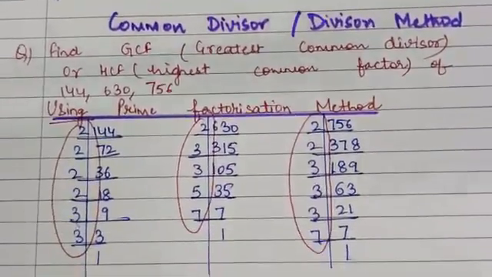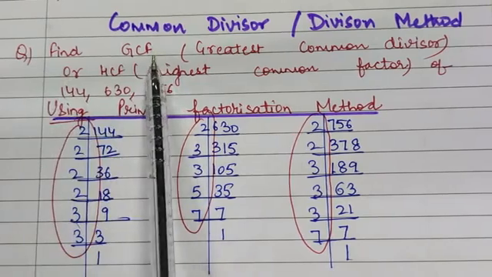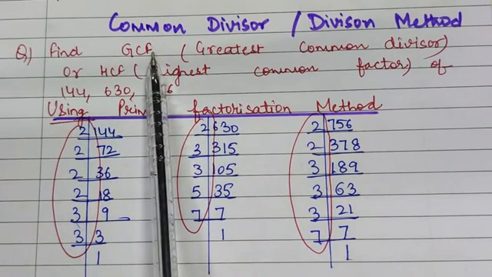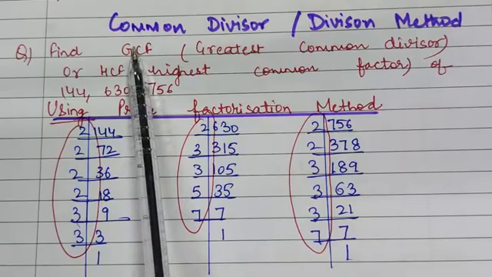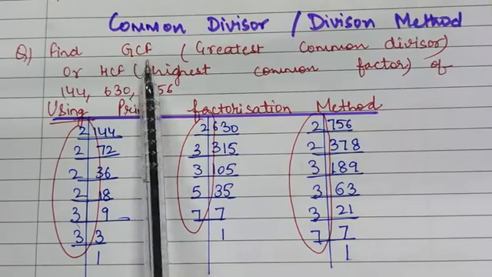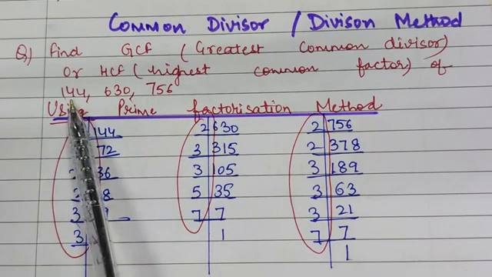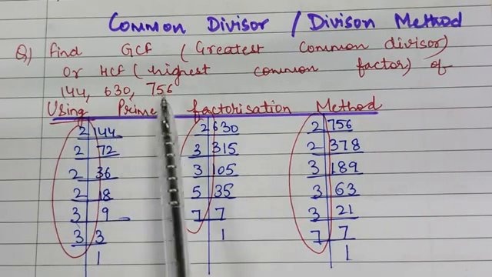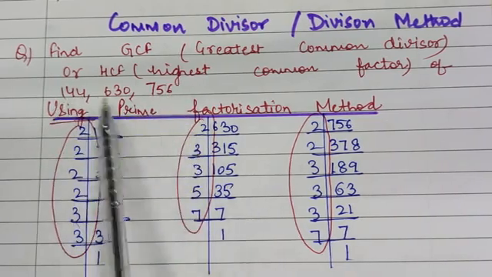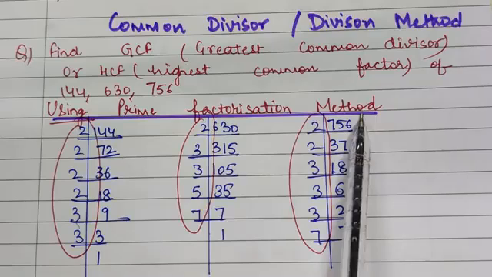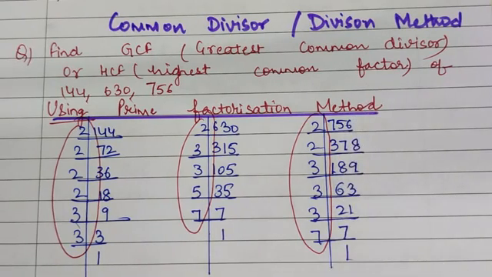So let us start. Suppose we have to find the GCF. I told you in the previous class also that GCF is the other name of HCF. Now we have to find the GCF of 144, 630, 756. First of all, let us do it with the prime factorization method only, what we have done in the previous lesson.